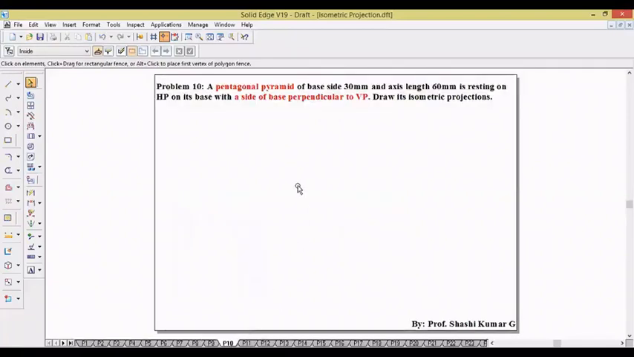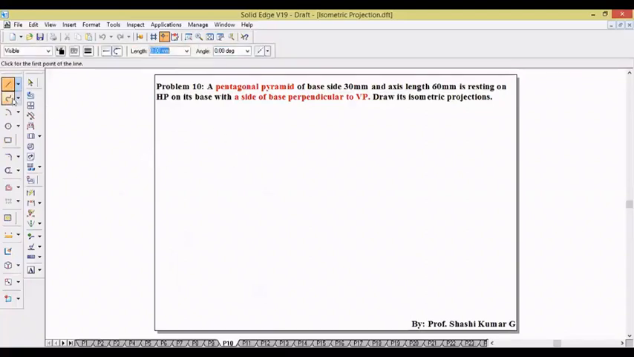Let's move on to example problem number 10. A pentagonal pyramid of base side 30 mm and axis length 60 mm is resting on HP on its base with a side of base perpendicular to VP. So to draw the pentagon, first we should draw the orthographic view of the pentagonal pyramid. Let us draw a pentagon of size 30 mm, 30 mm at 72 degree, 30 mm at 2 times 72 degree, 30 mm at 3 times 72 degrees, 30 mm at 4 times 72 degrees the angle.